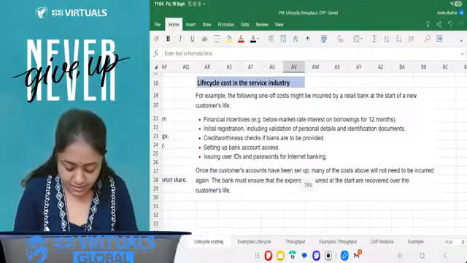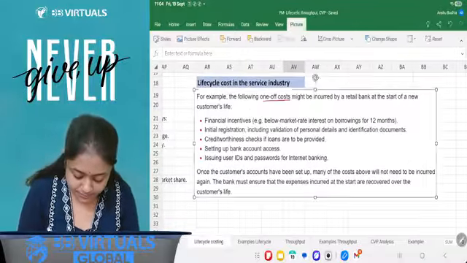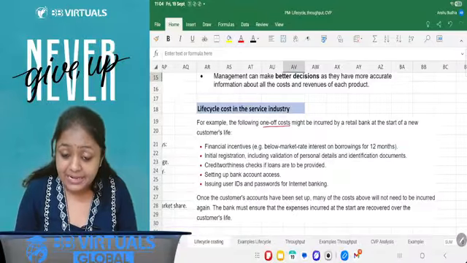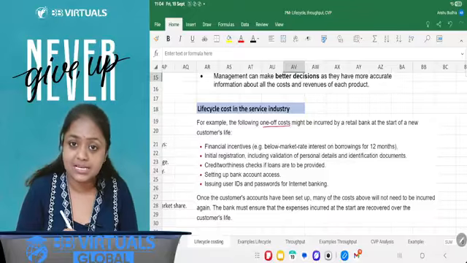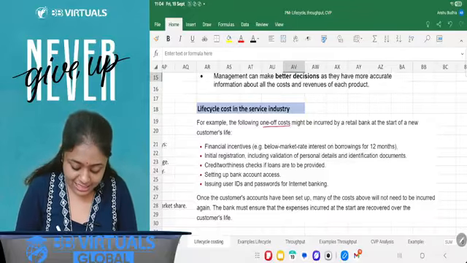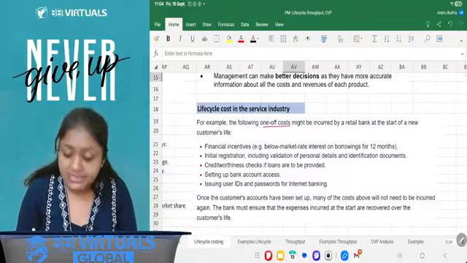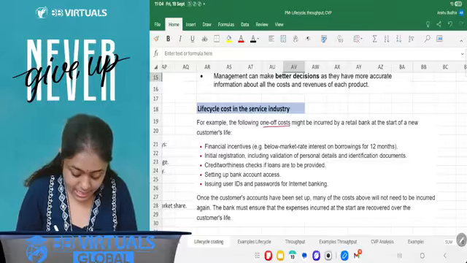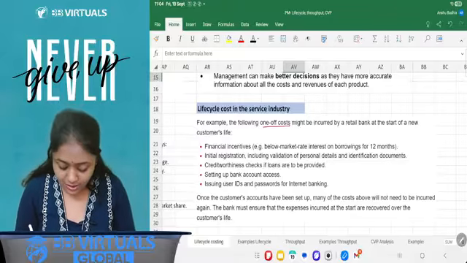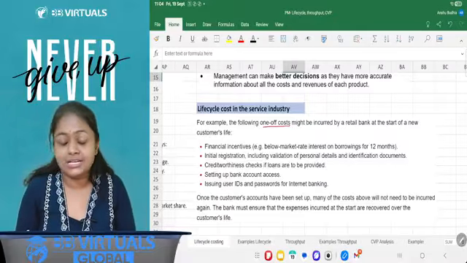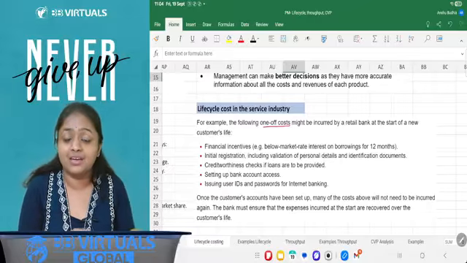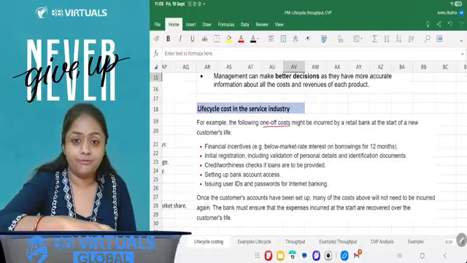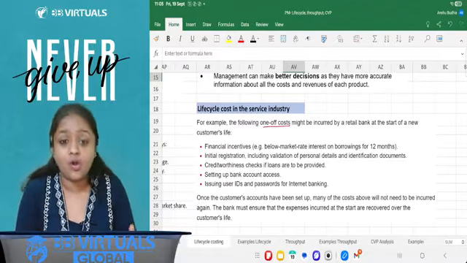For example, the following one-off costs might be incurred by a retail bank at the start of a new customer's life. Financial incentives, that is, below market interest on borrowings for 12 months, an incentive to attract the customer. Initial registration free of cost, validation of personal details, documentation, everything done at your home. Somebody will come from the bank and do it. So you don't even need to go out, right?